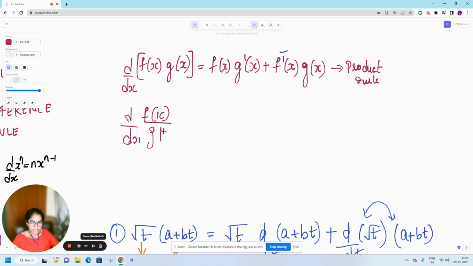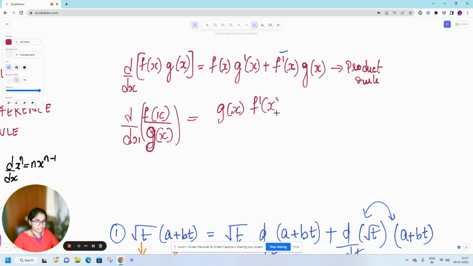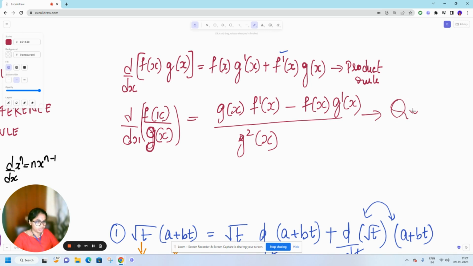f of x divided by g of x. The derivative of this is equal to: keep the denominator as it is, g of x, find the derivative of the numerator, minus f of x, find the derivative of the denominator, divided by the denominator square. This is our quotient rule.